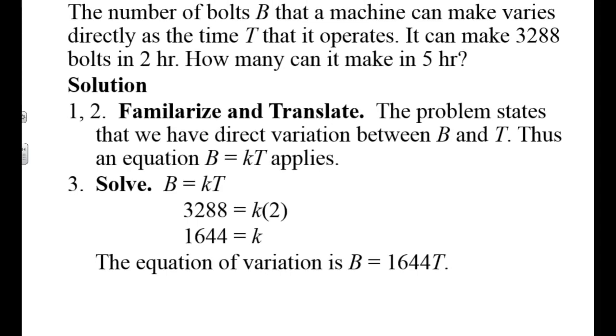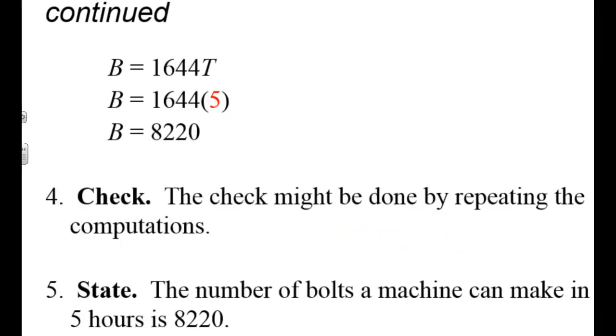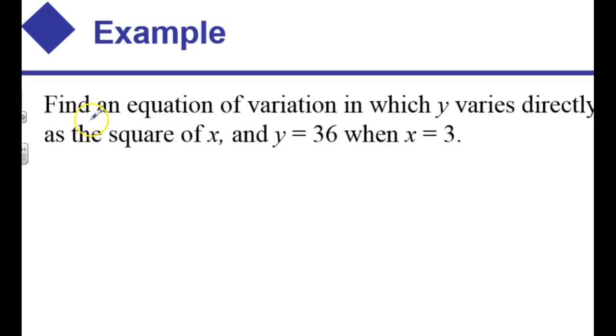The first thing we want to do is just write an equation. And then the second part of this is use this equation to answer the question by plugging in the 5. And then, of course, we could always state the final solution. Let's go again. Find the equation that varies directly.